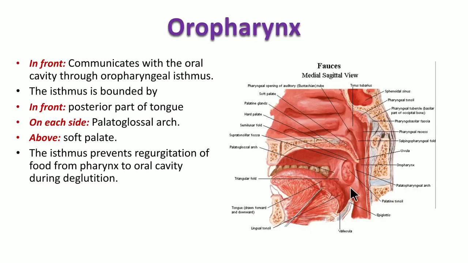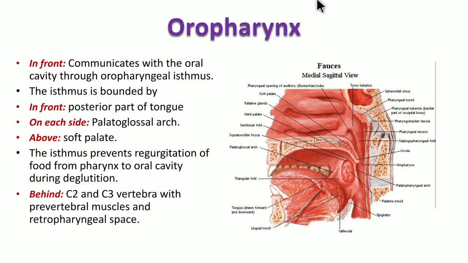The swallowed food should not enter into the nasopharynx. That is why the nasopharyngeal isthmus is present. And the swallowed food should not enter into the laryngeal cavity through the inlet. So the inlet also will be closed by the elevation of the larynx. The food has to pass from the oropharynx into the laryngopharynx alone.